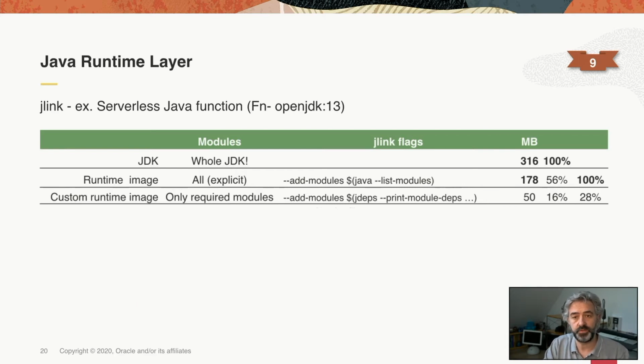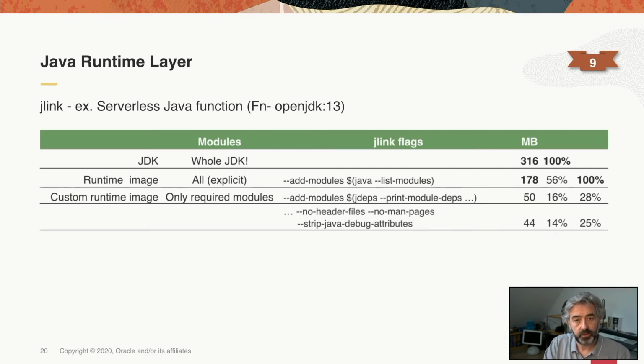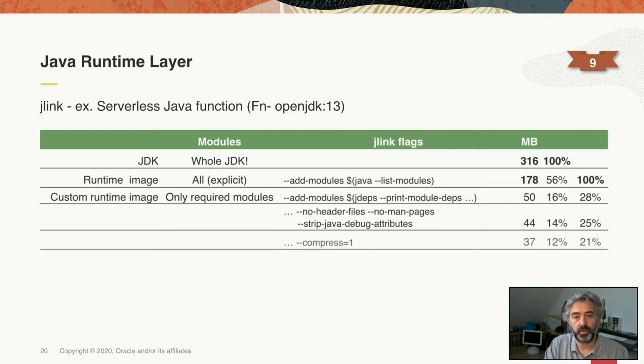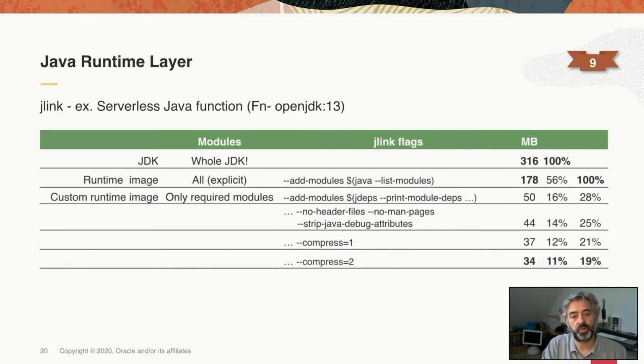That's a huge difference. Then you can also remove some information that might not be needed at runtime, such as the man pages and the header files, and you might also want to strip the Java debug information. If you do that, you will go down from 50 to 44 megabytes. And last but not least, you also have the ability to compress that custom Java runtime. So there are two levels. Compression level 1 will go from 44 to 37 megabytes. And if you use compression level 2, you will go from 44 to 34 megabytes.